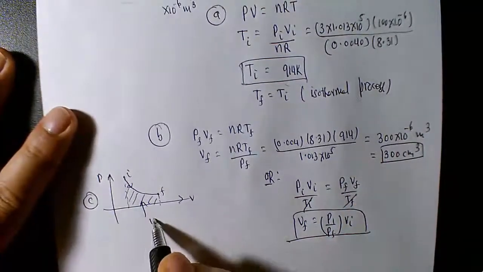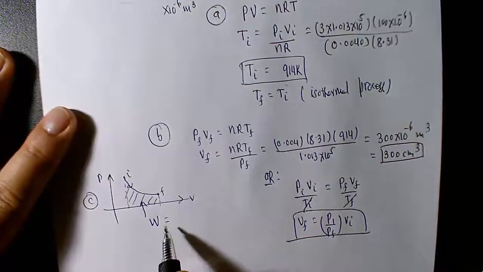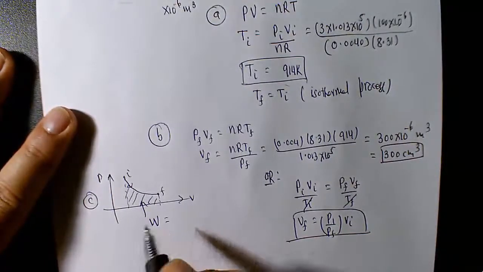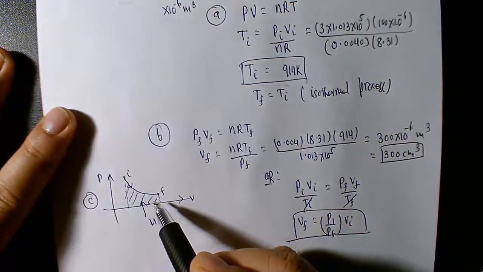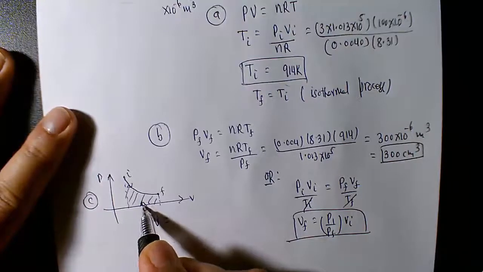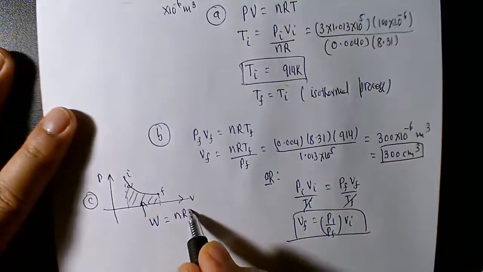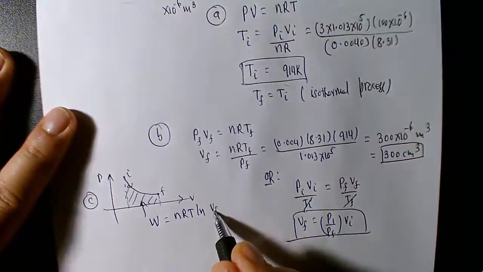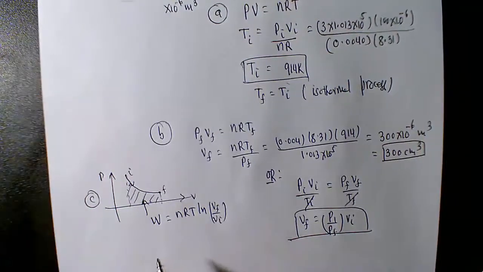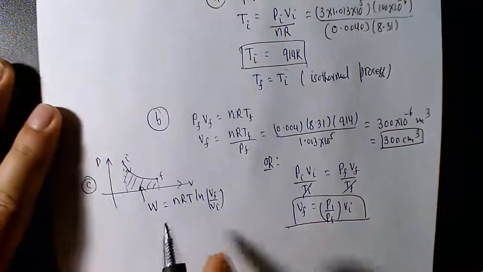So and then the formula will be given, and this formula is only for isothermal or constant temperature process. If this is a straight line, triangle, something like that, you have to find the area under the curve. So the area under the curve is given by this equation, nRT log final volume divided by initial volume. That's how you find the work done during isothermal change.